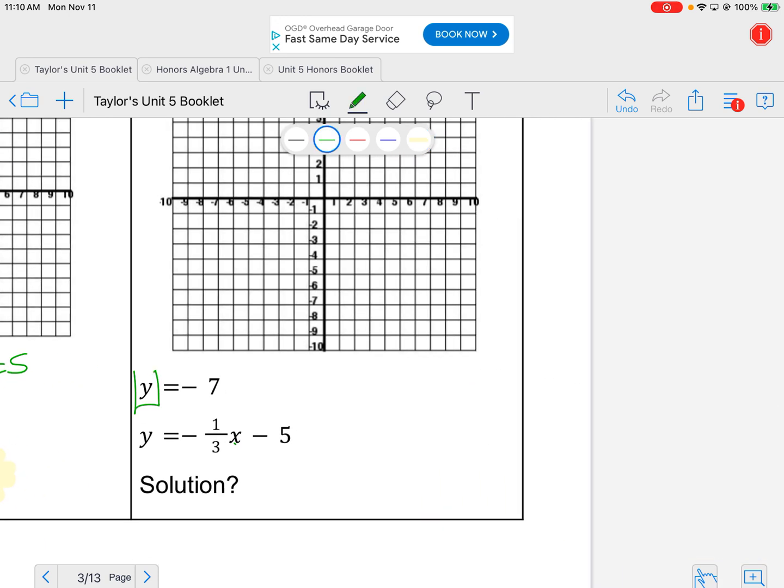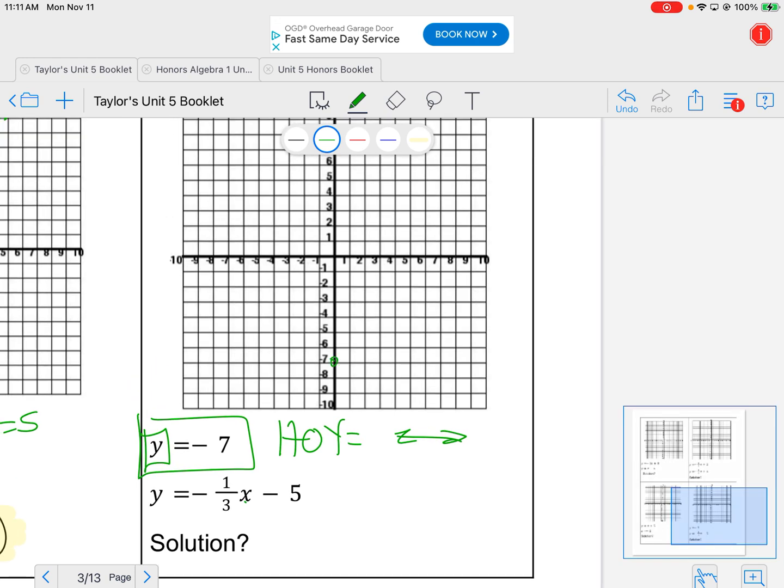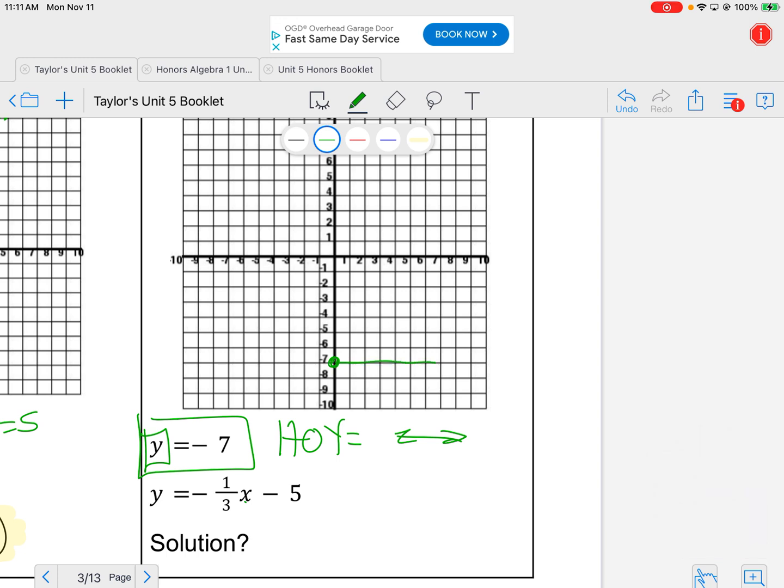All right, same thing here. We have y equals, but there is no x, so that automatically tells me that it's a horizontal line, and I know horizontal lines go side to side, so I'm going to find -7 on the y-axis. Then I'm going to go right and then left. And when we graph this one, my slope is a -1/3. Our b is a -5. So I'm going to go down 1, right 3, down 1, right 3.